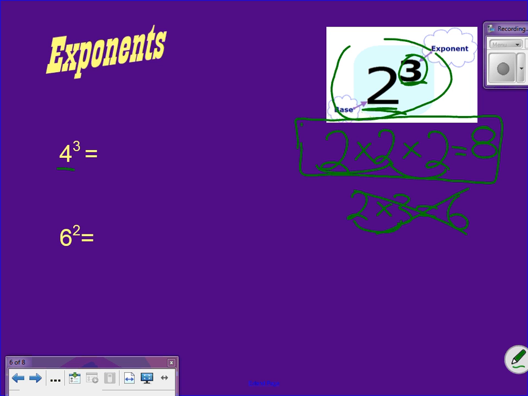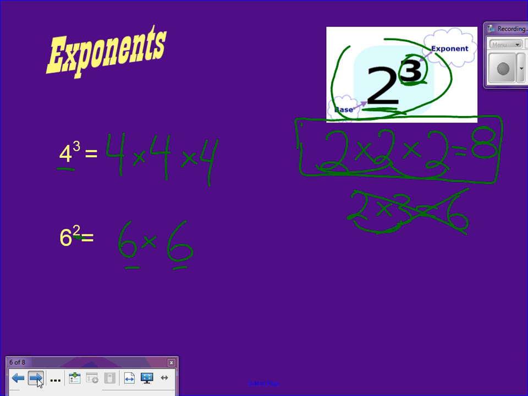So let's practice this some more. 4 to the third power would be 4 times 4 times 4. Not 4 times 3. Let me say that again. Not 4 times 3. So 6 to the second power would be 6 multiplied 2 times. So we have 1, 2. So that's our review with exponents.